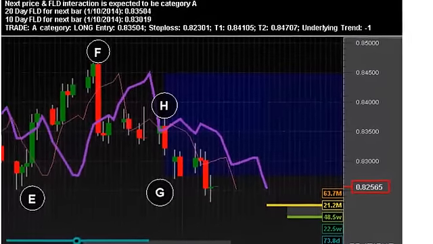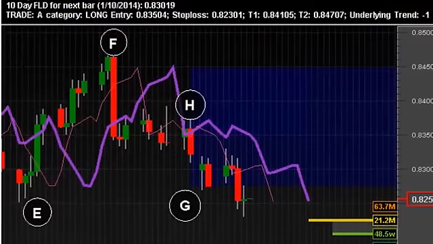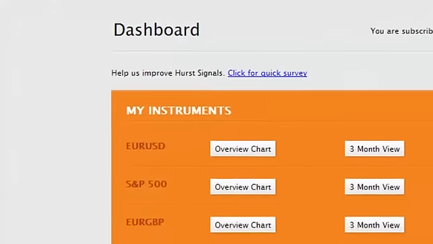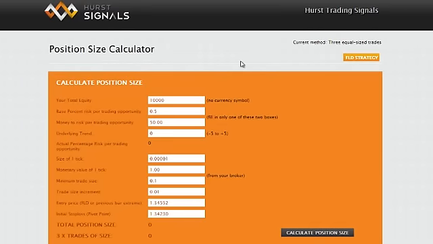Now, we know the entry price, we know the stop loss price, we know the target prices for our trade. The only thing we don't know is how much we should trade. We simply go back to the Hurst Signals dashboard, click on the size calculator button over here, and we fill in all the relevant details for the trade that we are considering in the position size calculator. Having filled in all the details that are visible on the charts that we've just looked at, and which are of course also emailed to us, we simply click on the calculate position size button, and our position size is calculated for this trade.